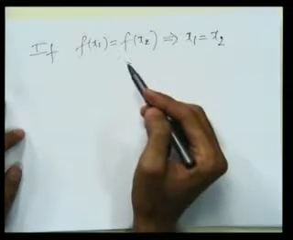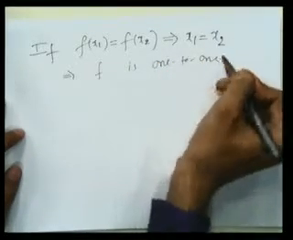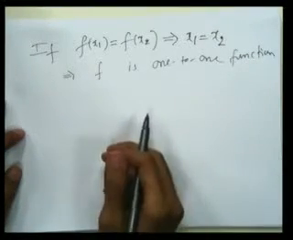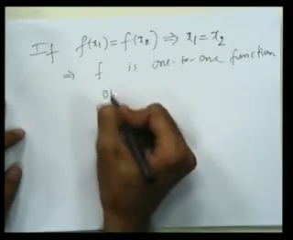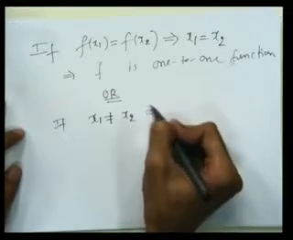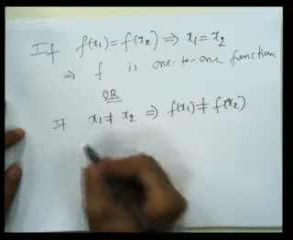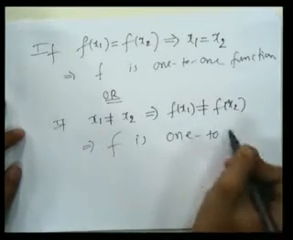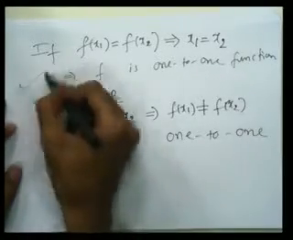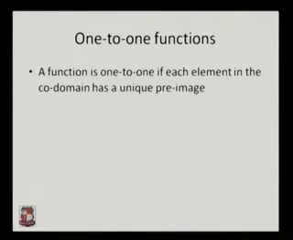If this happens for any function, then we can say that f is a one-to-one function. This is the mathematical definition of a one-to-one function. Or in another way, if x1 is not equal to x2, then f(x1) must not be equal to f(x2). If this holds for any function, then also f is one-to-one. Both are mathematical forms of a one-to-one function. Verbally, a function is one-to-one if each element in the codomain has a unique pre-image in the domain. So this is the definition of a one-to-one function.